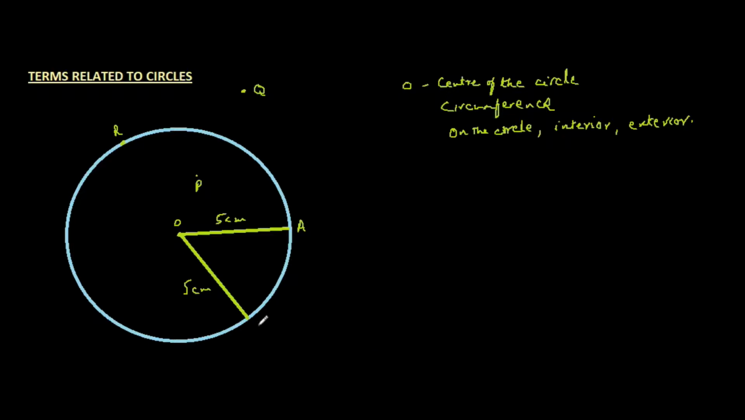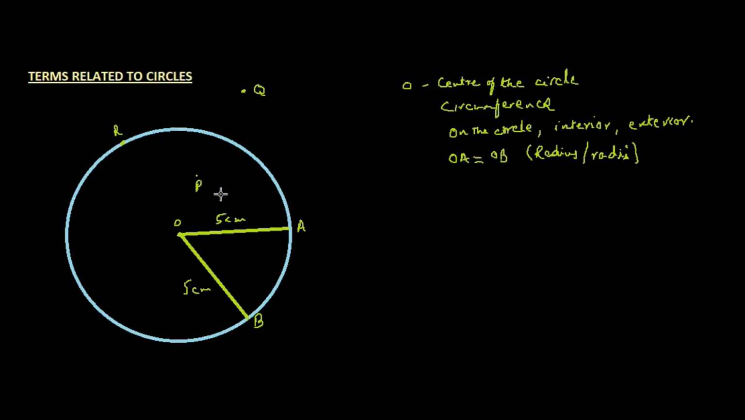Let us call this A and this is B. So OA and OB we know are equal because they are both 5 centimeters. They start from the center and they touch the circumference, which is a set of points which are equidistant from the point O. And these are called the radius of the circle, or if I talk about plurals, they are called radii. So radius of the circle or radii of the circle.